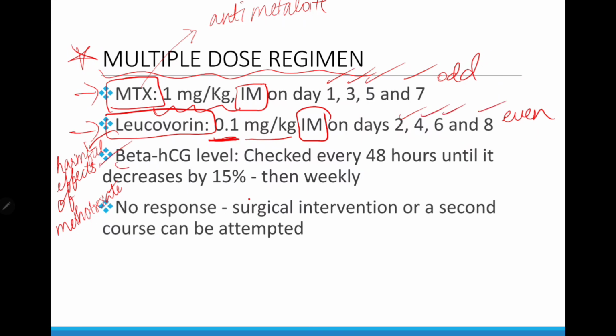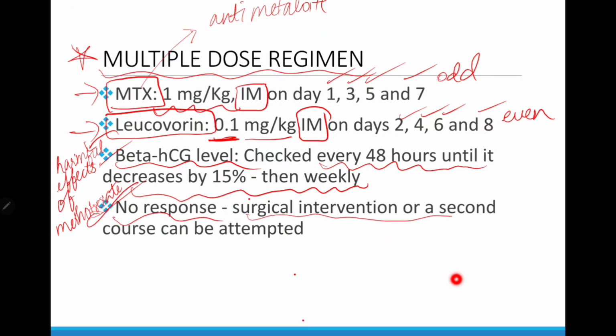Now we are going to look for the beta HCG level, and this beta HCG level should be checked every 48 hours until it decreases by 15%. Then you are going to be checking it weekly. So every 48 hours, that is every 2 days, we look for beta HCG level until it decreases by 15%, and after then we will be checking it weekly. If there is no response to this multiple dose regimen, then surgical intervention or a second course should be attempted.